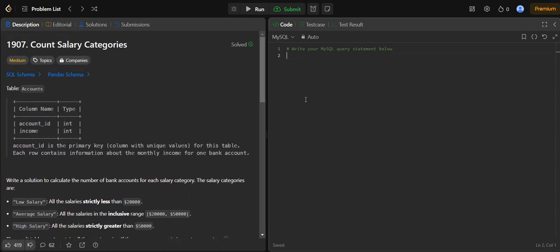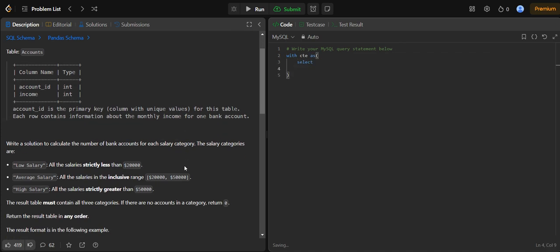So how do I solve this? I can use a simple CTE, with CTE. Select, I'm going to select the case when statement, right? Case when income is less than 20,000, then this is called your low salary. Then when the income is between, I can use the keyword between, which will include both the values, 20,000 and 50,000, both the extreme values. The between keyword considers both the extreme values.